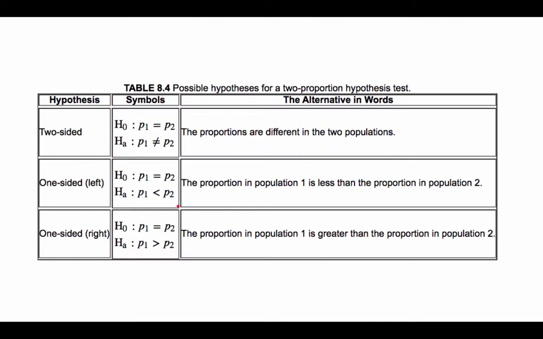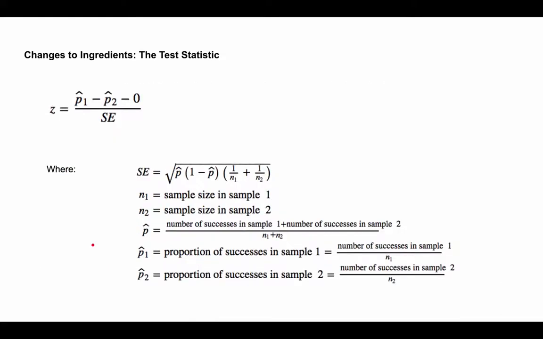Okay, so you can pause and take a look at this summary if you want. We call the first one two-sided, the second one one-sided, and the third one one-sided, except the first one-sided is left and the second one-sided is right. Okay. Now, this one's kind of complicated.